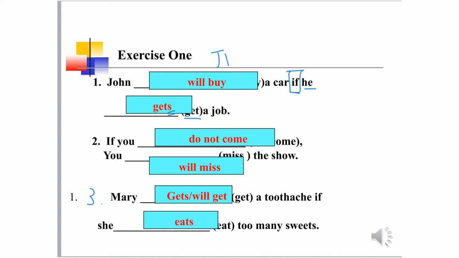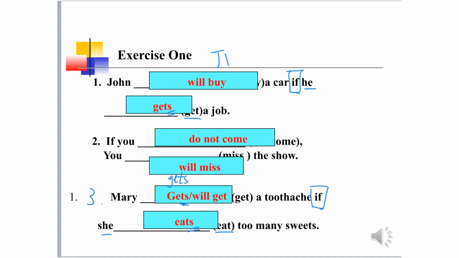Okay, Mary get a toothache if she eats too many sweets. Again, try to do the if clause first because we need to use present tense. If he, she, it, we need to add s or es. For this case, we only need to add s at the end of the verb eat. If she eats too many sweets, both cases are correct. Mary gets, it should be gets, okay. Mary gets a toothache.